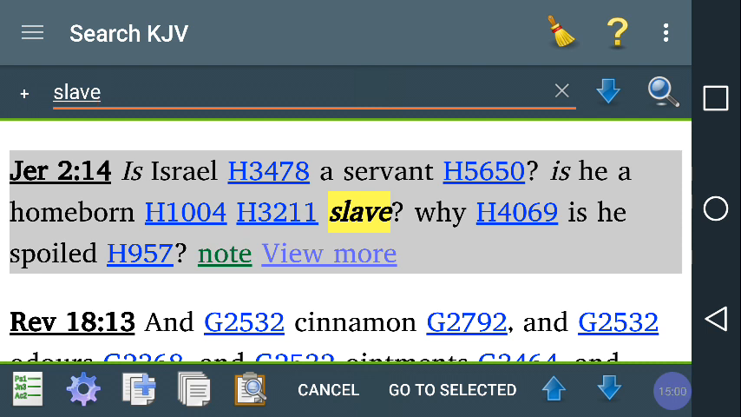Slave comes from a European, an Indo-European word, Slav. The Indo-Europeans were the Canaanites. The Canaanites were the arch enemies of the Israelites. The Israelites are not Canaanites. Don't believe those lies of the fat cats. Garfield, don't believe those lies. See what they do?